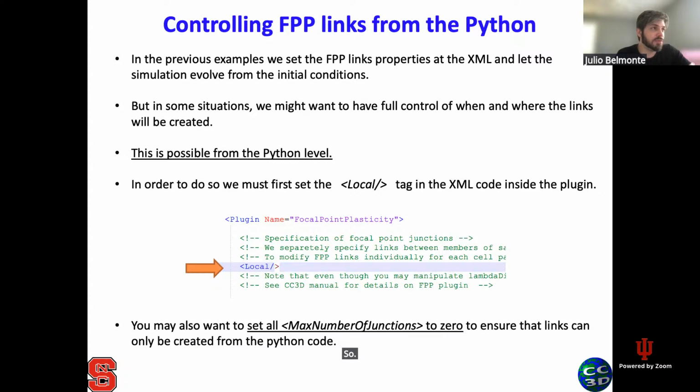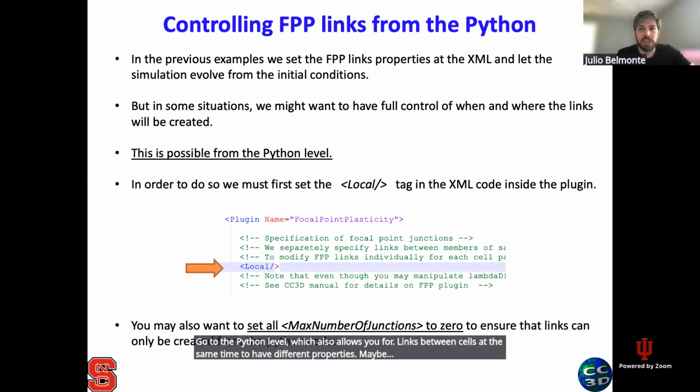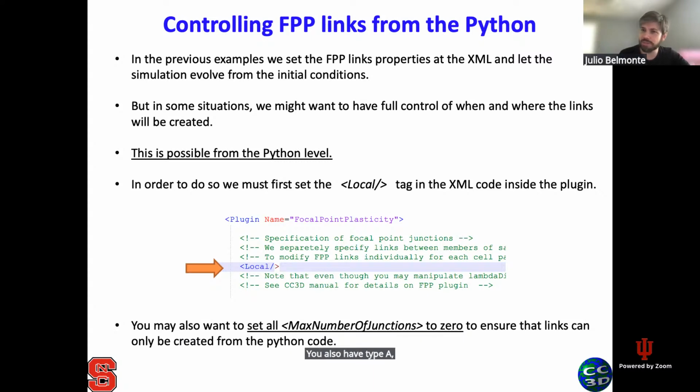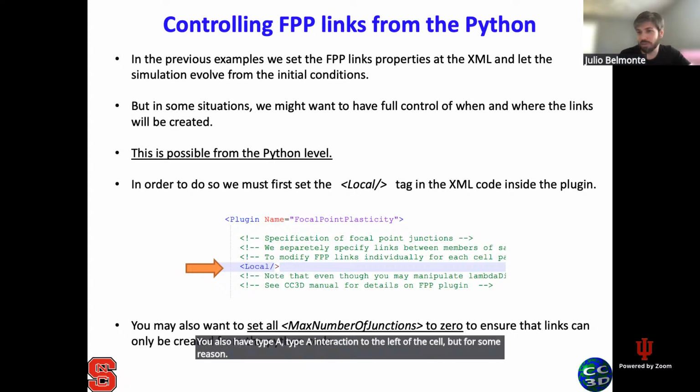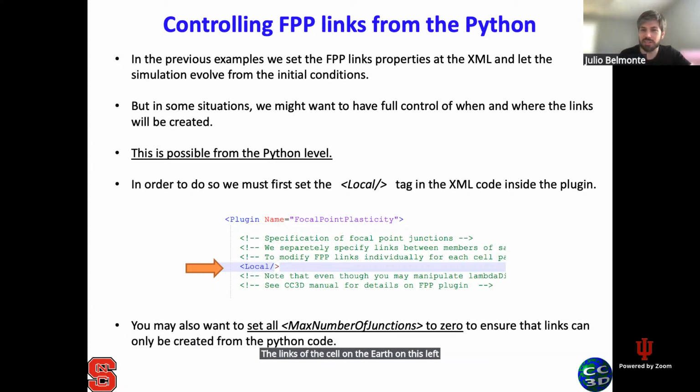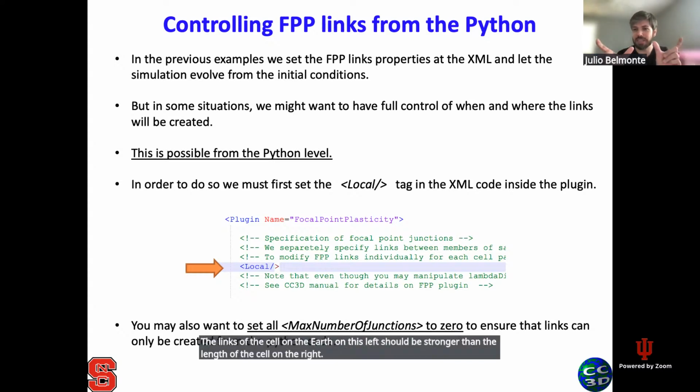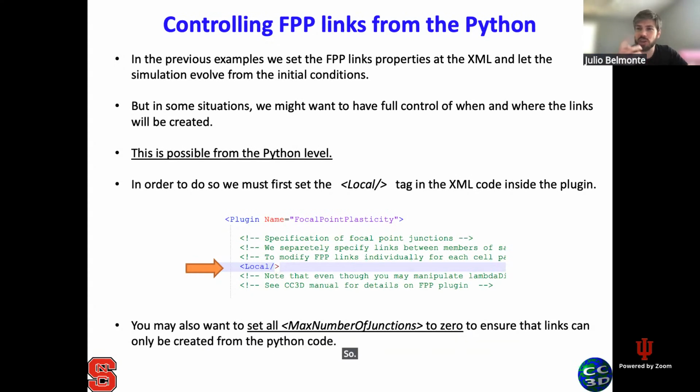So to have full control of when and where the links are created, you have to go to the Python level, which also allows links between cells to have different properties at the same time. Maybe you have a type A and type A cell interaction on your right, and you also have type A interaction to the left of the cell, but for some reason the links of the cell on the left should be stronger than the links of the cell on the right, even though it's links of the same cell type. This is something that you can only do at the Python level, which you're going to learn now.